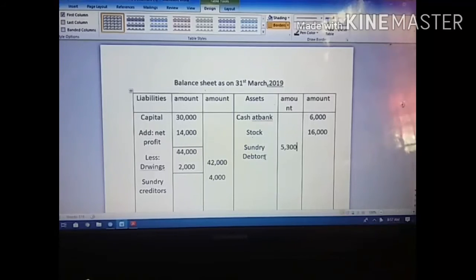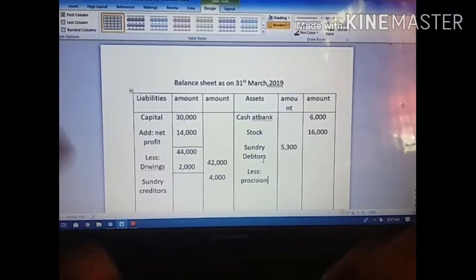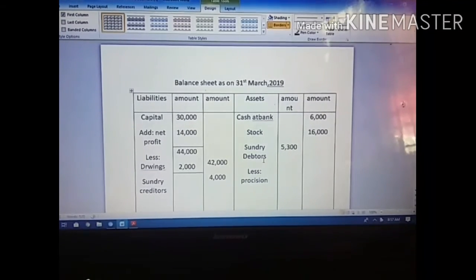So from sundry debtor we are going to minus provision, less provision. First in P&L we have to show the debtors. For provision for bad and doubtful debts, they have given us some value, so that value we have to show in the P&L account. Then we have to minus this value from the debtor. After that you have to show the resulting value on the asset side.